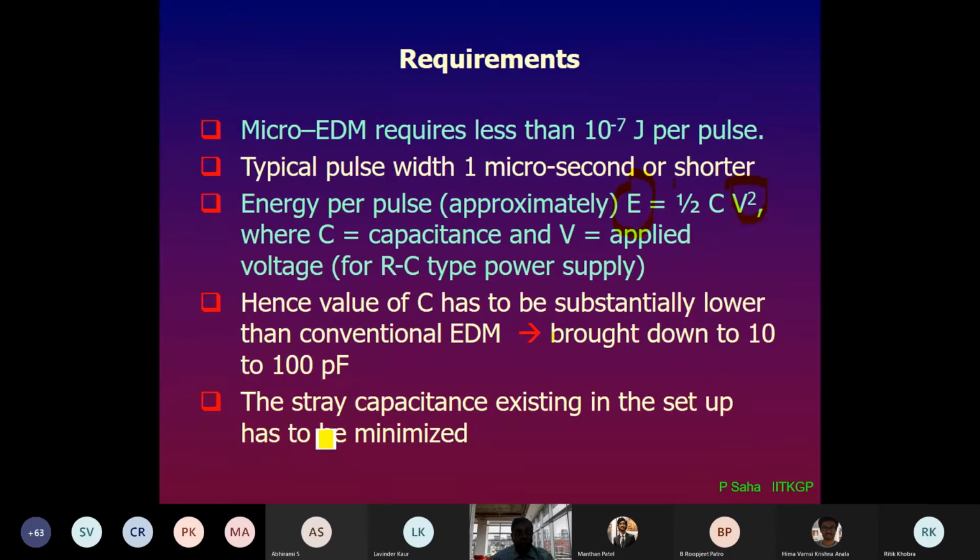Another thing is also there. Now the capacitance value has to be brought down to such a small value, but we also have to take care of the stray capacitance, because stray capacitance is going to play a very pivotal role. Any higher stray capacitance will affect the overall capacitance, and although I may be expecting something around 50 picofarad, because of the stray capacitance this may change. So having some control over the stray capacitance in the setup is also very important. So let us see how we can do it.